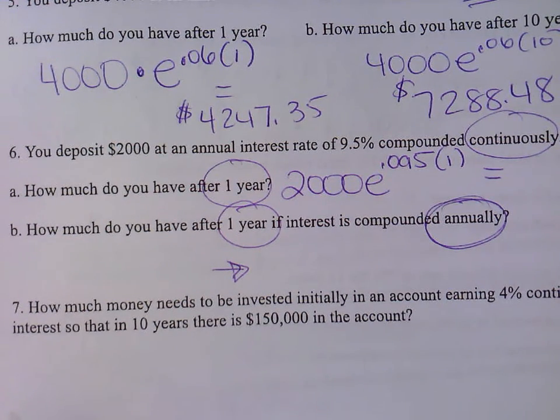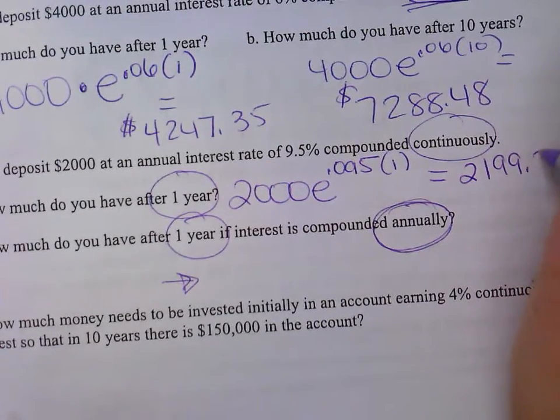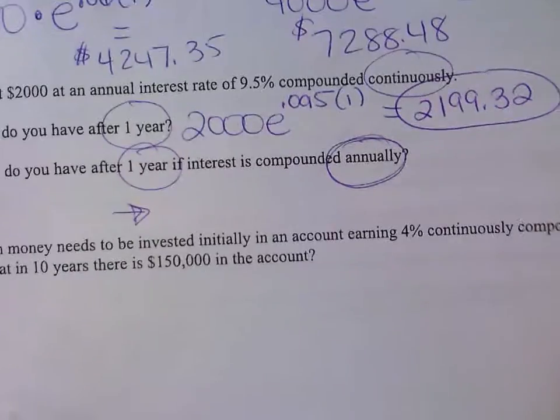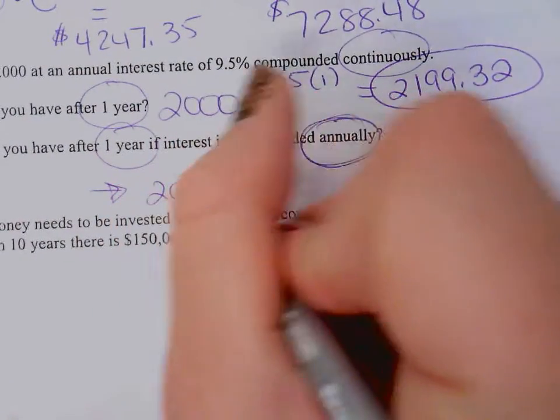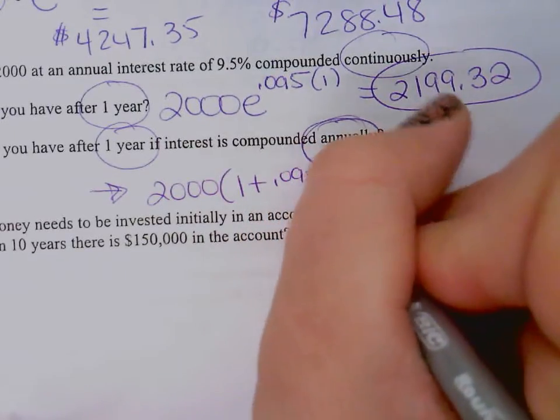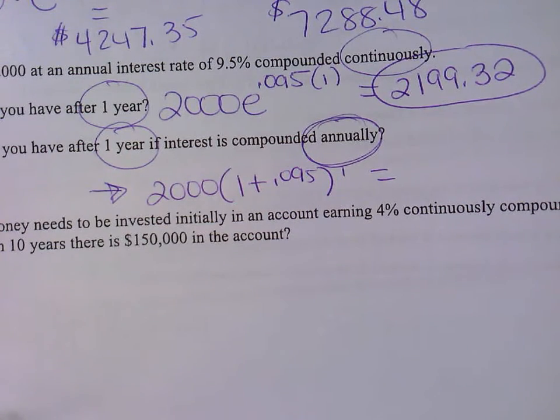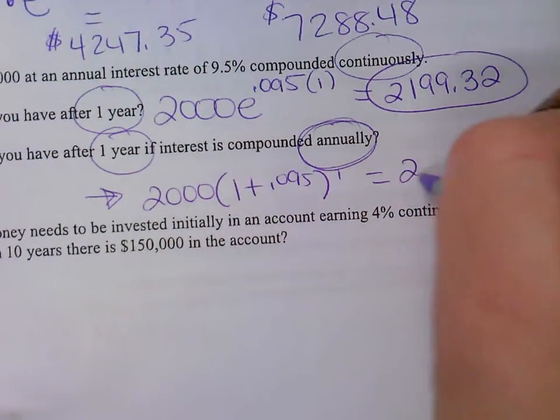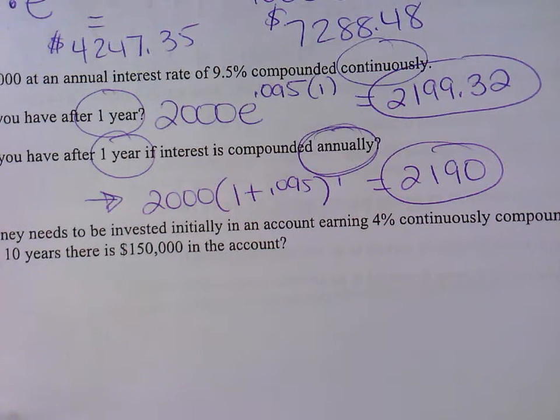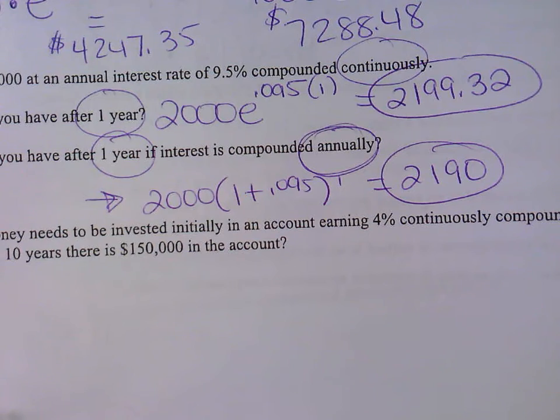So did you do 2000 e to the 0.095? So you'd have what? 2199.32 continuously. Annually, 2000 times 1 plus 0.095 to the first power, because it's annual, right? So dividing by 1 times 1. 1 plus 0.095. 2190. So we have a difference of what? $9. So I mean, it's not that much, but depending on how much money you have and how long you're doing it, that could add up over time.